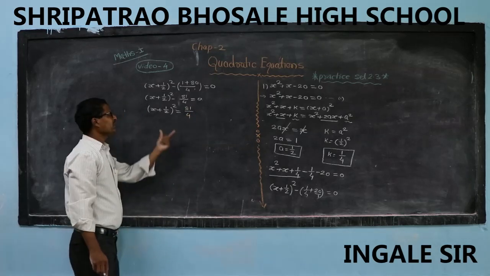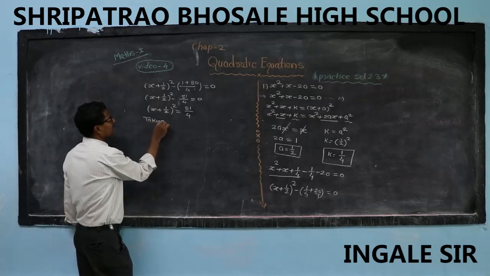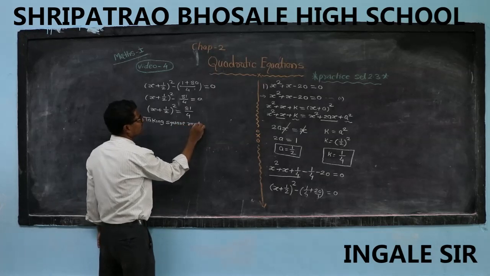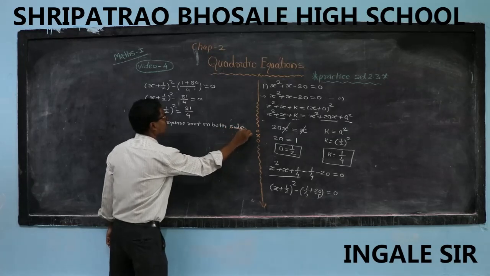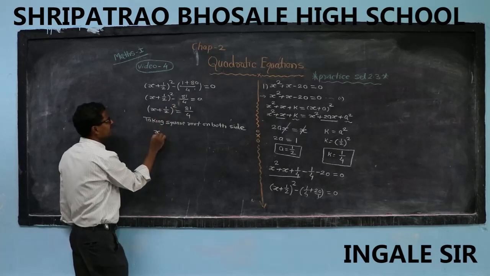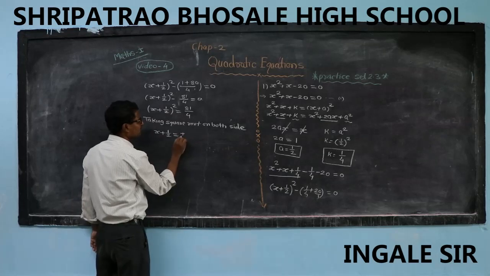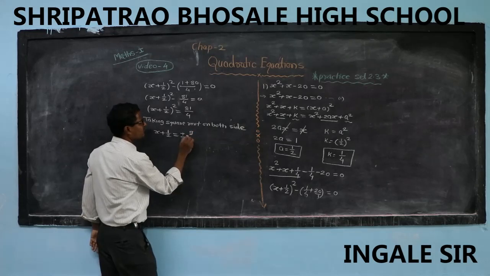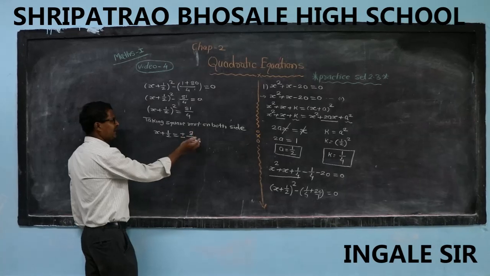Now we have to take the square root on both sides. Taking square root on both sides. The square root of x plus 1 by 2 square is x plus 1 by 2, is equal to the square root, so take plus or minus. 81 is the perfect square of 9, so 9. 4 is the square of 2. Now we get the square root, 9 by 2.